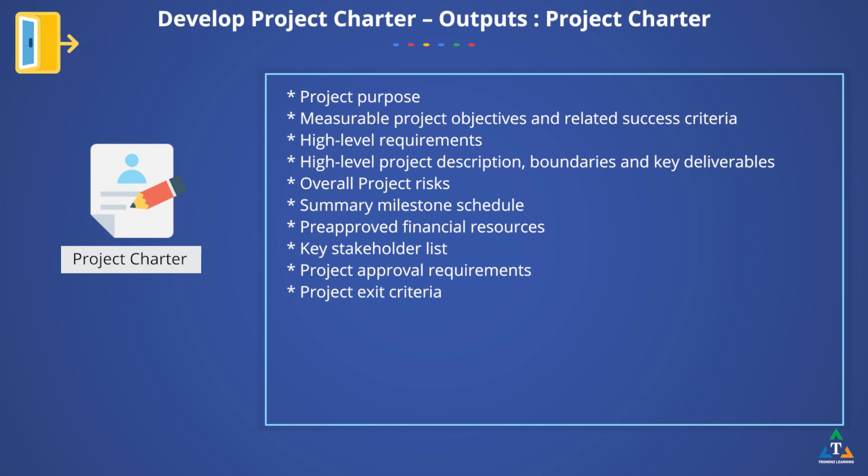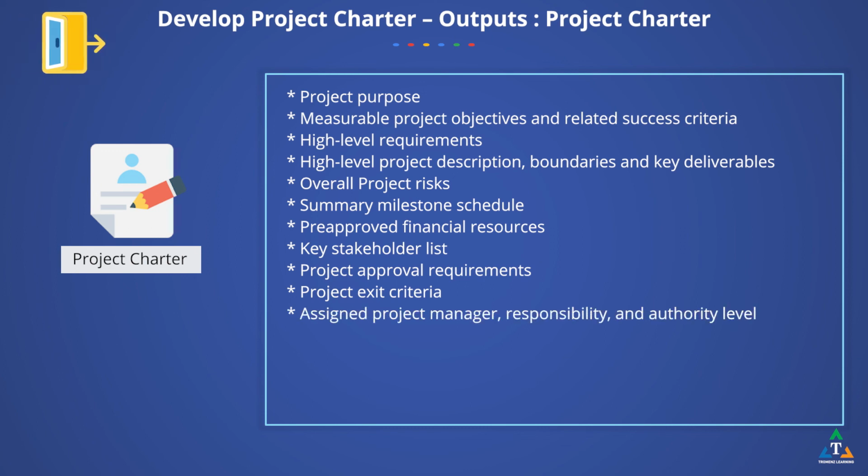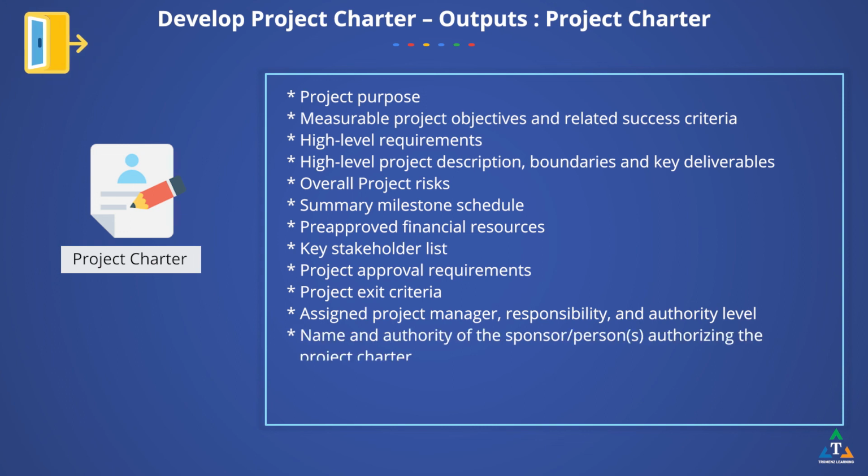Project exit criteria, which are the conditions to be met in order to close or to cancel the project or phase. Resources: roles and responsibilities of the assigned project manager, sponsor, or another person authorizing the project charter and the team who will perform the tasks. Authorizations: names of the sponsors and other executives authorizing the project and their signatures.